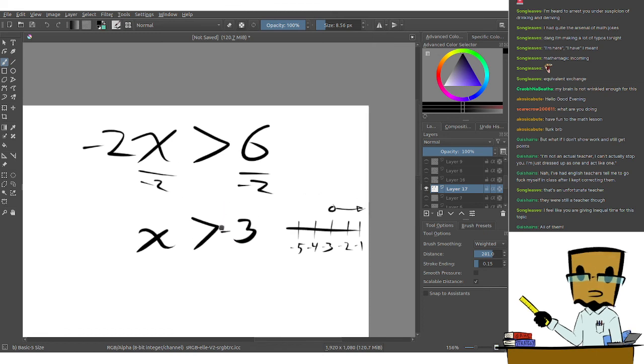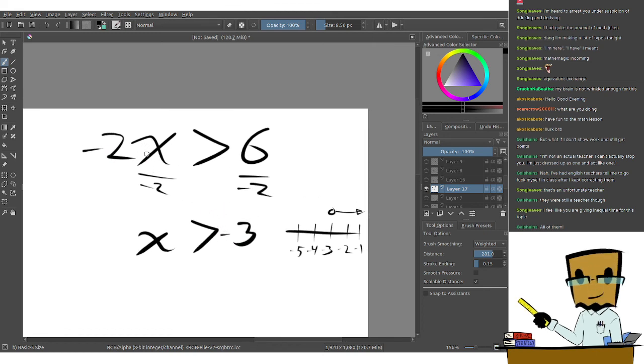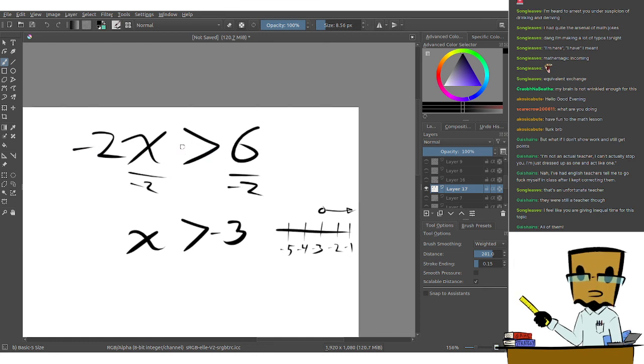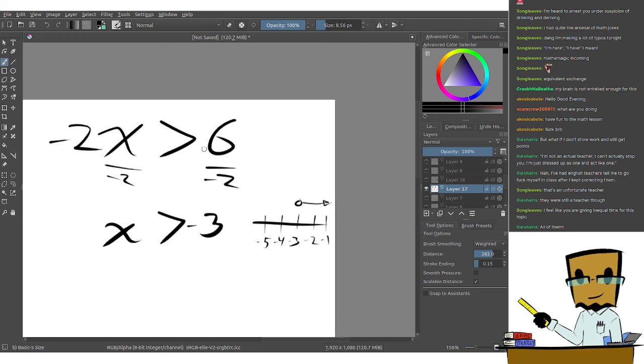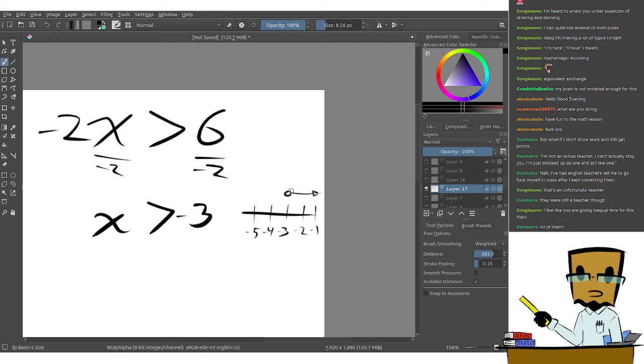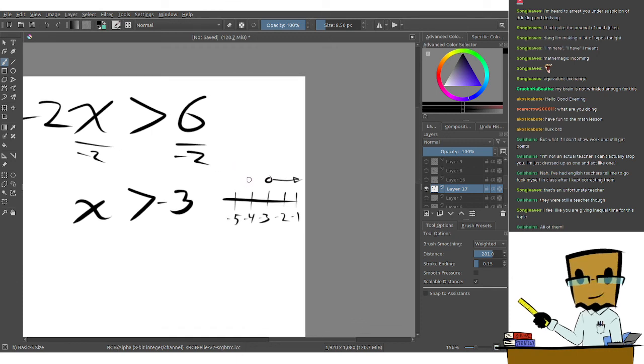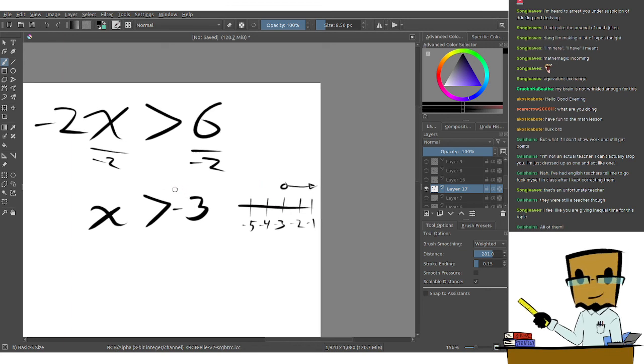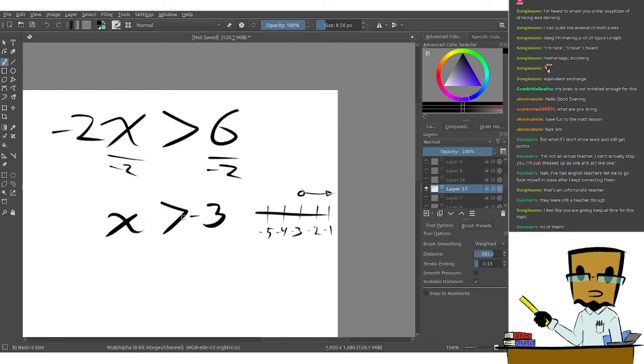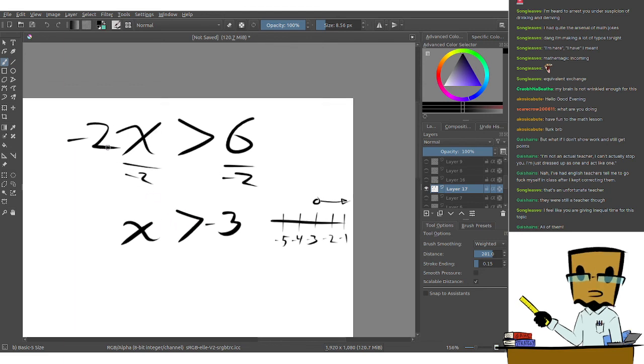So if we say x equals negative 3, we'll get negative 2 times negative 3, which is 6. 6 is equal to, it's not greater than 6. So you can see that is an incorrect answer. And that is shown here. Now let's do something that's supposedly a correct answer. So, negative 2 is greater than negative 3. So, negative 2 times negative 2 is 4, which is not greater than 6.